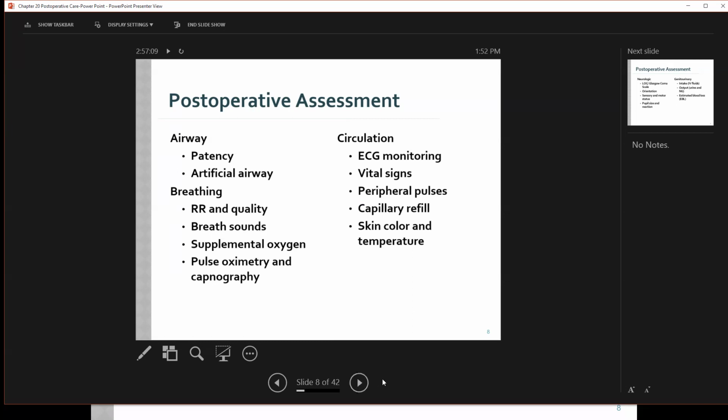You'll want to check the patency of the airway and note if there is any artificial airway present. Breathing assessment should include respiratory rate and quality, breath sounds, if they're using supplemental oxygen, what their pulse oximetry is. It should include ECG monitoring, vital signs, peripheral pulses, capillary refill, skin color, and temperature.